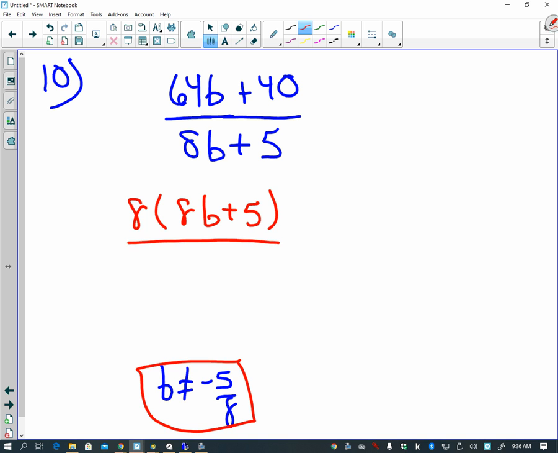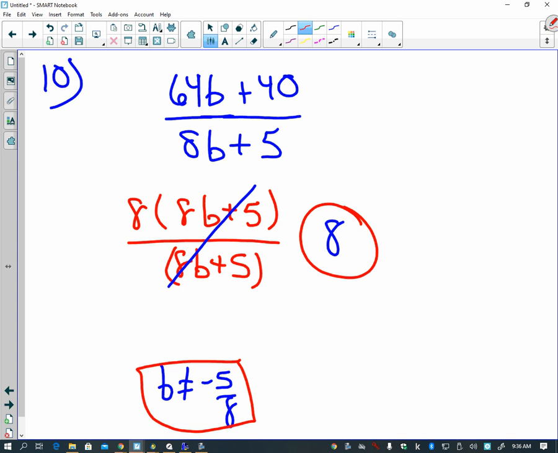And then I got 8 plus 5 down here, right? What happens? Cancel. And my answer is just 8. -5/8 is the excluded value. 8 is the simplified expression. So two separate answers answering two separate questions to the same problem. Negative 5/8 is the excluded value, 8 is the simplified expression.